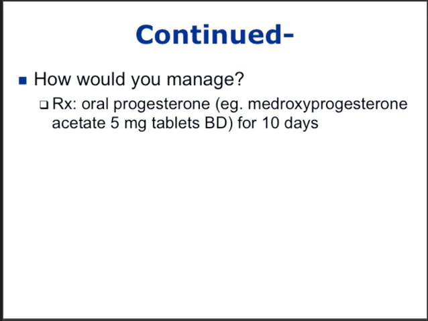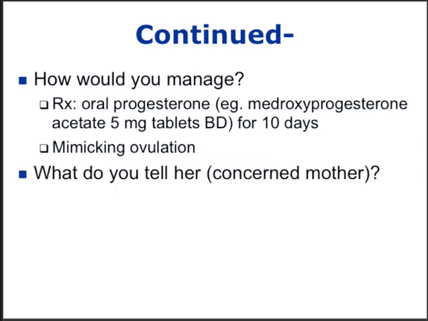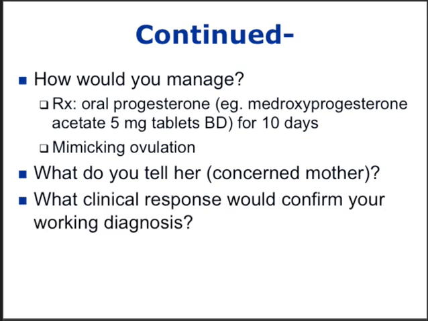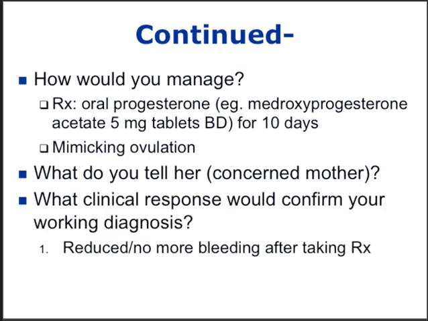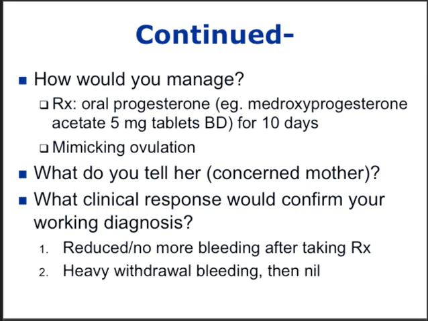Well, if the ovulation is not taking place, we can prescribe her oral progesterone, for instance, medroxyprogesterone acetate, MPA, 5 mg tablets twice a day for 10 days. With this regimen, we mimic, as it were, the ovulation, and hence, what would you tell her and, of course, her concerned mother? Of course, if she starts taking the pills, the bleeding should cease or be considerably reduced, and it is important that you warn her of a most likely heavy withdrawal bleeding after she discontinues the medication, so after she has completed the course of 10 days.